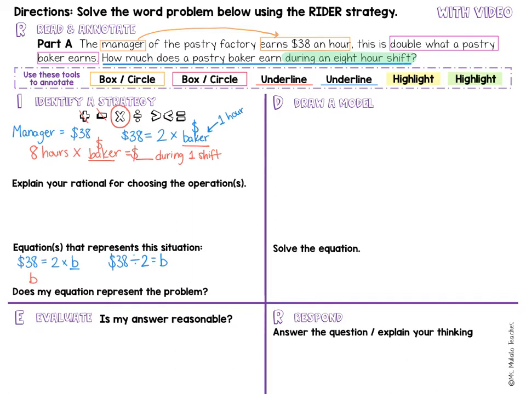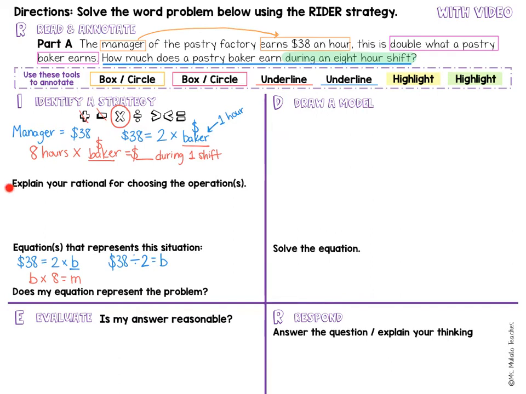Well, a shift that is 8 hours means that the baker gets paid for 8 hours. So we know that we have to multiply times 8 hours. And then this will be an amount of money that the baker earns. So I'm going to call it M for money.